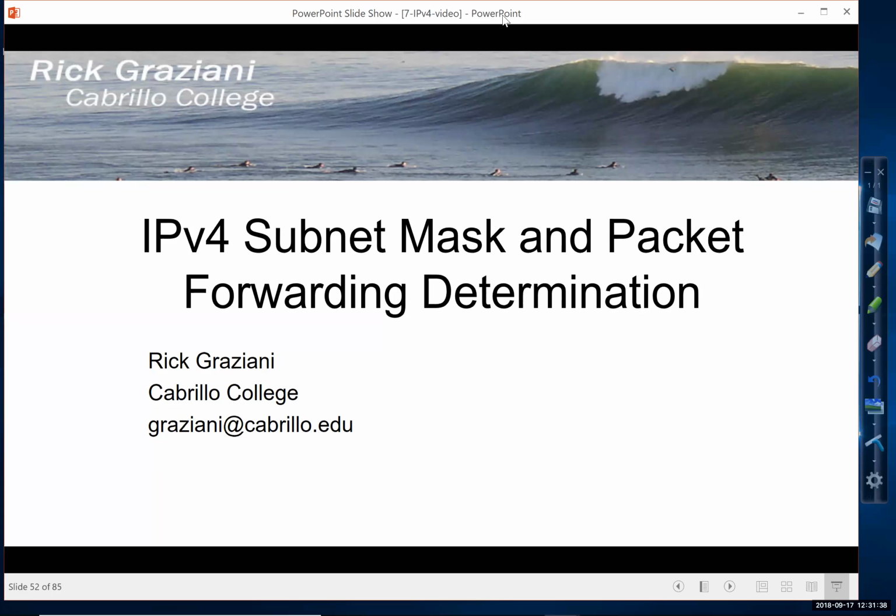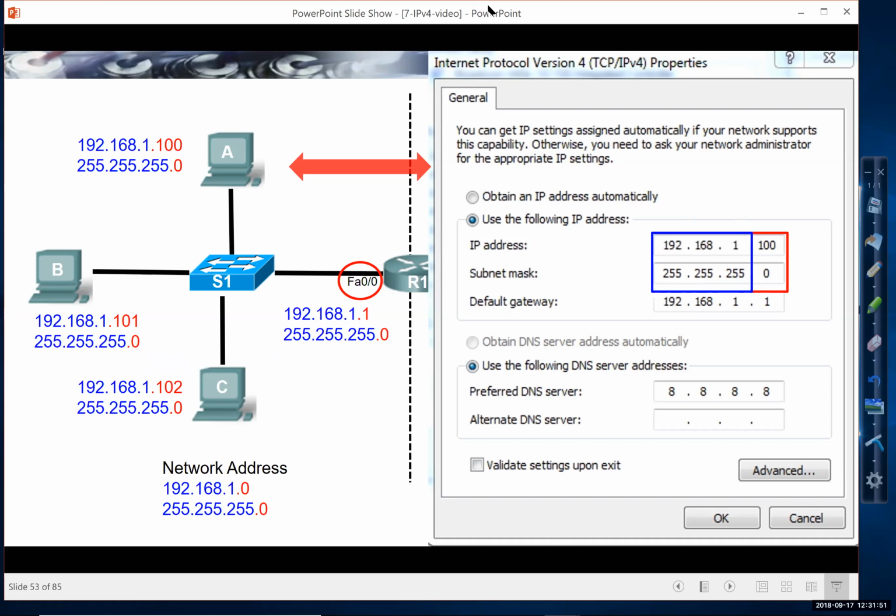Hi, in this video, we're going to take a look at the role of the IPv4 subnet mask and packet forwarding determination. So these are some key concepts that are not always well understood by those beginning networking, so I want to make sure we understand this.